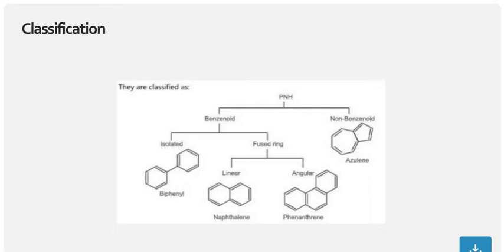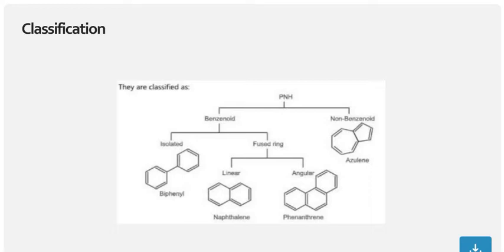What does it mean? Isolated means two nuclei are separated by bonds. So look here, biphenyl is an example of an isolated polynuclear hydrocarbon. Now fused rings are linear and angular. Linear example: naphthalene, and angular example: phenanthrene. Now on the other side, the non-benzenoid example is azulene.